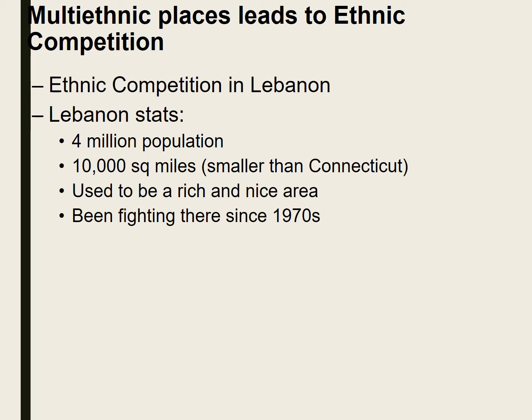Let's talk about Lebanon because your book talks about Lebanon. Population of 4 million people, 10,000 square miles, so it's a pretty small place. It used to be a relatively rich and nice area, at least peaceful, okay, which is an unusual thing to say about a country in the Middle East. But Lebanon was considered a kind of center of tourism, even, but it was considered pretty peaceful and a good stronghold in the Middle East. So we're going to look at what happened since the 1970s.